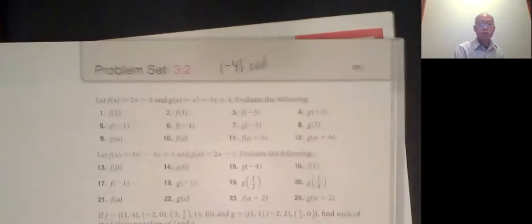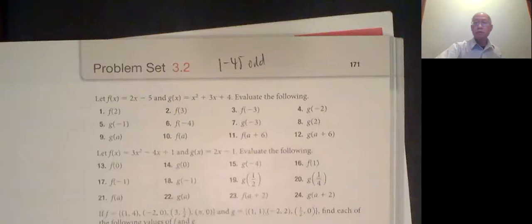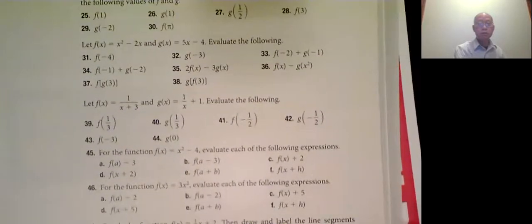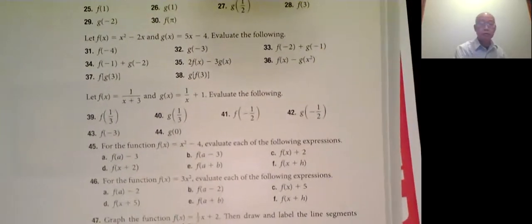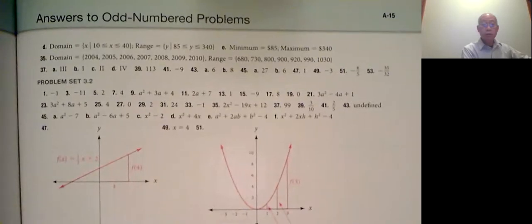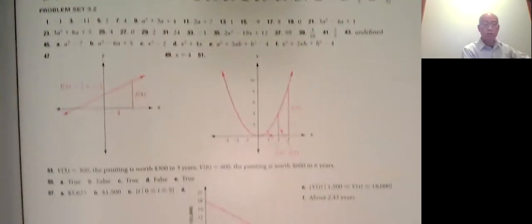We have section 3.2. The homework is 1 to 45 odd. We're on page 171, so here are the problems. You can see up to 45 there, which is as far as we have to go, and the answers are in the back of the book.